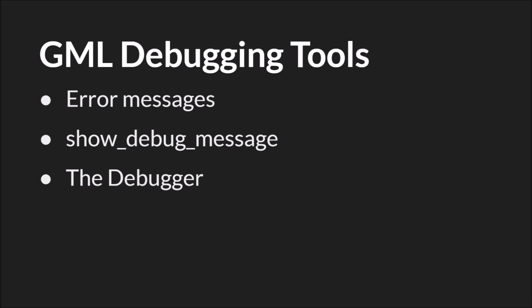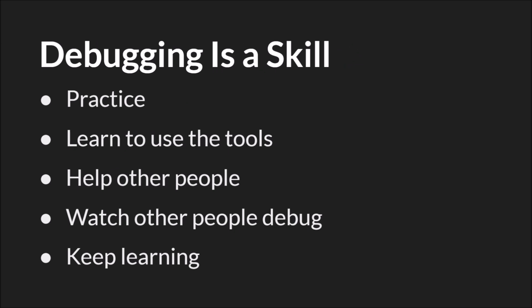GameMaker Studio 2 has a couple very helpful tools for debugging, and we're going to have separate tutorials on each of them, and they are the error message, show debug message, and of course the debugger. Ultimately, debugging is a skill, and like any skill, you'll get better at it the more you practice. But in addition to practice, there are a couple other ways to improve the skill of debugging. The first is to learn how to use the tools that GameMaker Studio provides. Another way is to help other people debug their code.